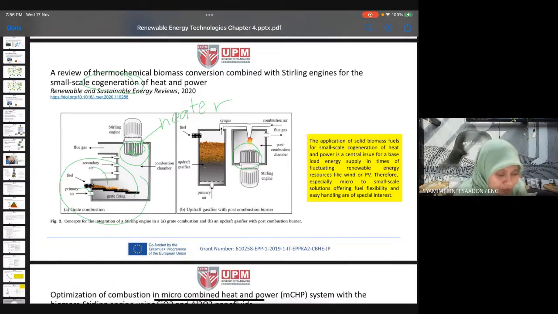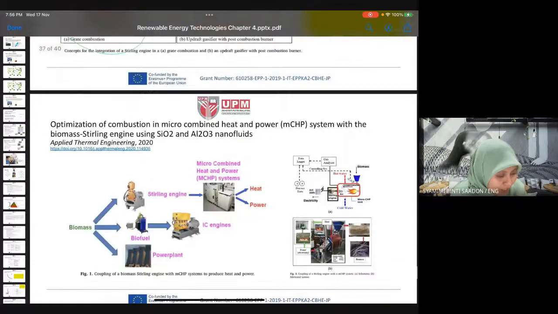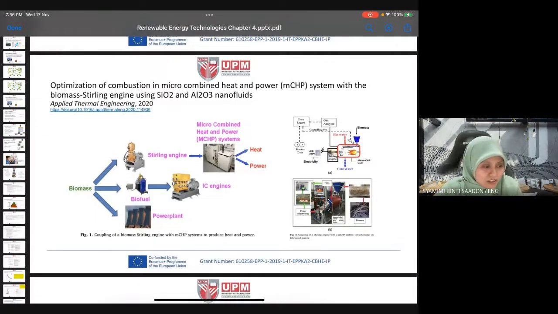Okay, so this technology can be applied, since it's small scale, maybe to a household. And then the same thing, still combined heat and power, micro scale, combining the combustion process of biomass and this steam engine. The same concept: integrate the biomass source, which can come from a biofuel power plant, with a steam engine. This combined technology can produce a micro heat and power system to produce heat and power.